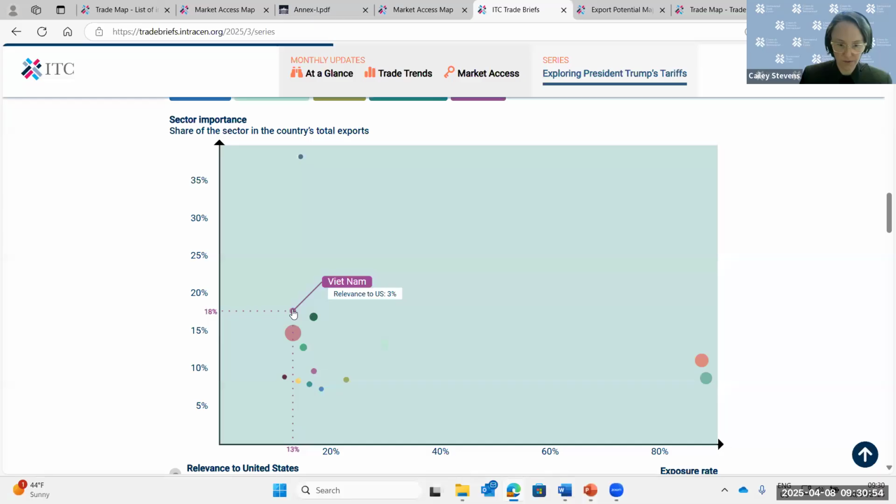So let's look at Vietnam, for example. What we can see here is that steel and aluminum accounts for 18% of Vietnam's total exports. So it is an important sector for Vietnam. We can also see that 13% of Vietnam's steel and aluminum exports are destined to the US market. So the US market is an important market for Vietnam. And the size of the circle represents the fact that steel and aluminum from Vietnam account for 3% of the US's total imports of steel and aluminum.